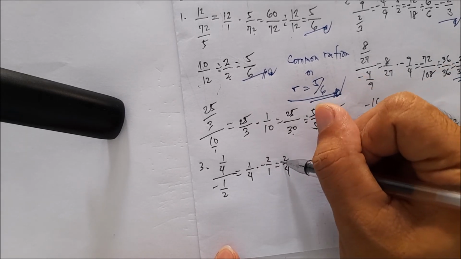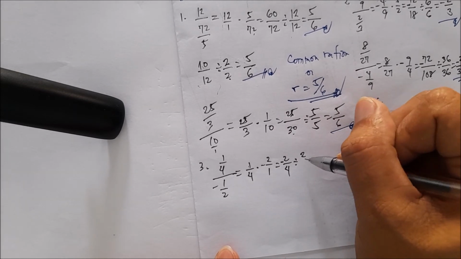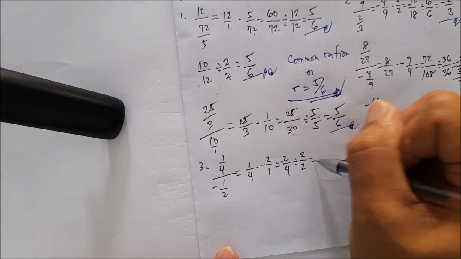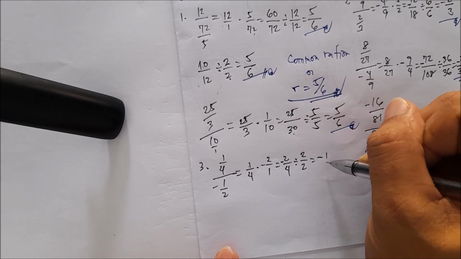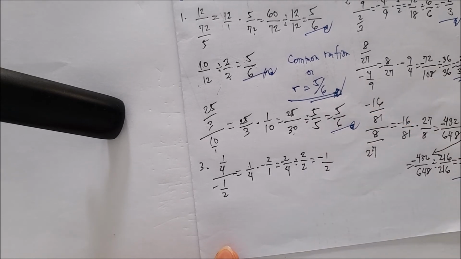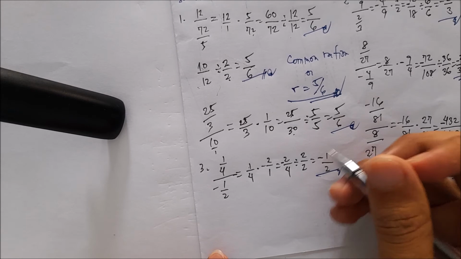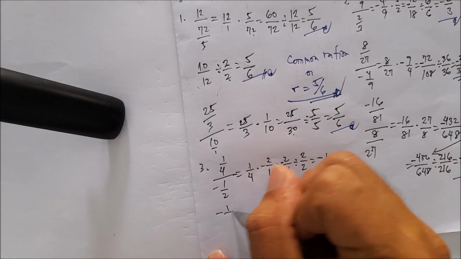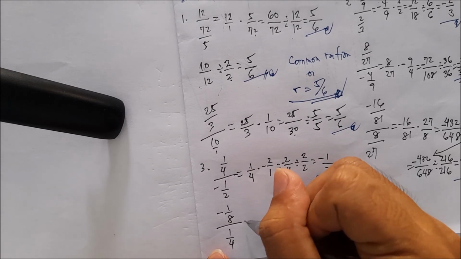So you can simplify? Yes, by dividing both sides by 2. Negative 2 divided by 2 equals negative 1. 4 divided by 2 equals 2. The answer is negative 1/2. Okay, continue. Negative 1 over 8 divided by 1/4.